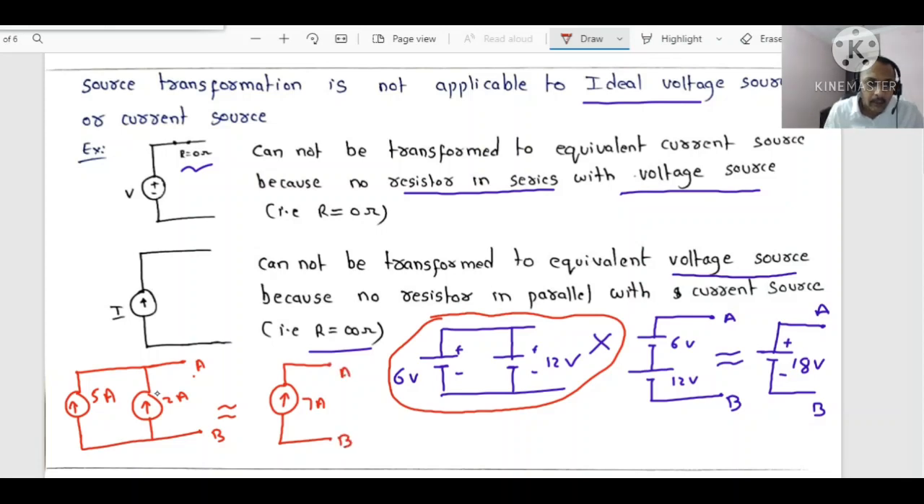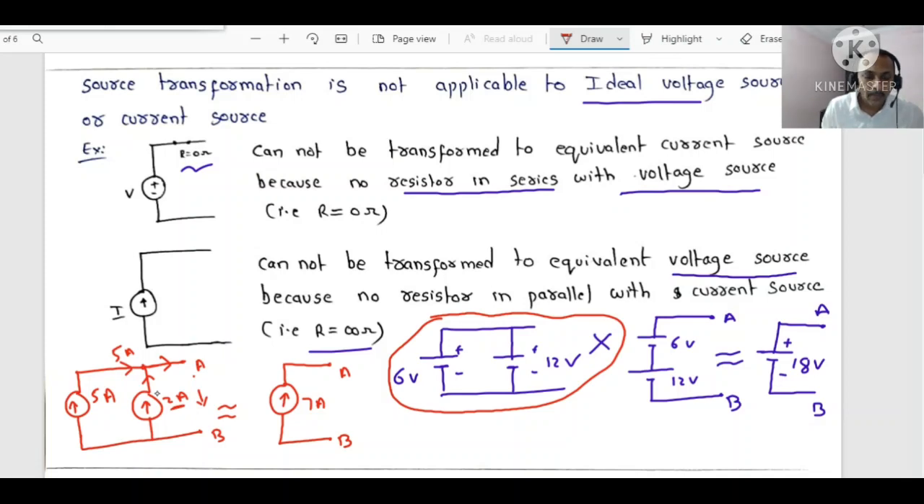Between A and B, as the two arrowheads are in the same direction, I have taken 5 plus 2. If this 2 amps arrow direction were the other way, then I might have taken 5 minus 2. As the two arrowheads are in the same direction, I have added 5 and 2. Up to here 5 amps is coming, and 2 amps at this point, and the equivalent I can take as 7 amperes.